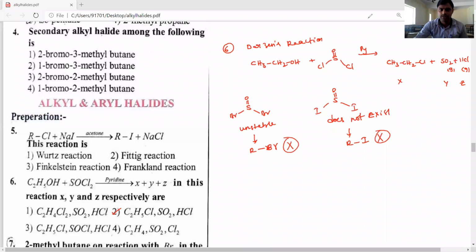Okay, students, this is very very important. In these questions, why the alkyl bromides and alkyl iodides are not possible, they will ask. So in that case, what do we have to write? What is the reason? SOBr2, thionyl bromide, is unstable. SOCl2 means thionyl chloride. SOI2 means thionyl iodide does not exist. That is the answer. Okay, students.